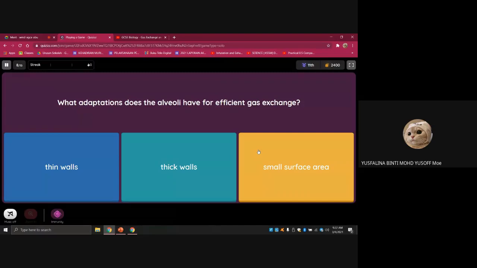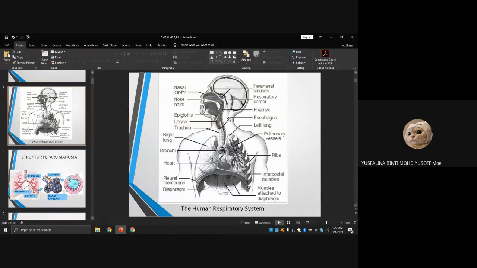So what adaptation does the alveoli have for efficient gas exchange? I will call the teacher, isn't it bronchus? Trachea, bronchus, and then bronchioles. Actually bronchus is right, but there's no such answer there. Wait, I see the diagrams. It divides into bronchus, which is 2, and bronchi is only 1 here. So the answer should be bronchi. Right?